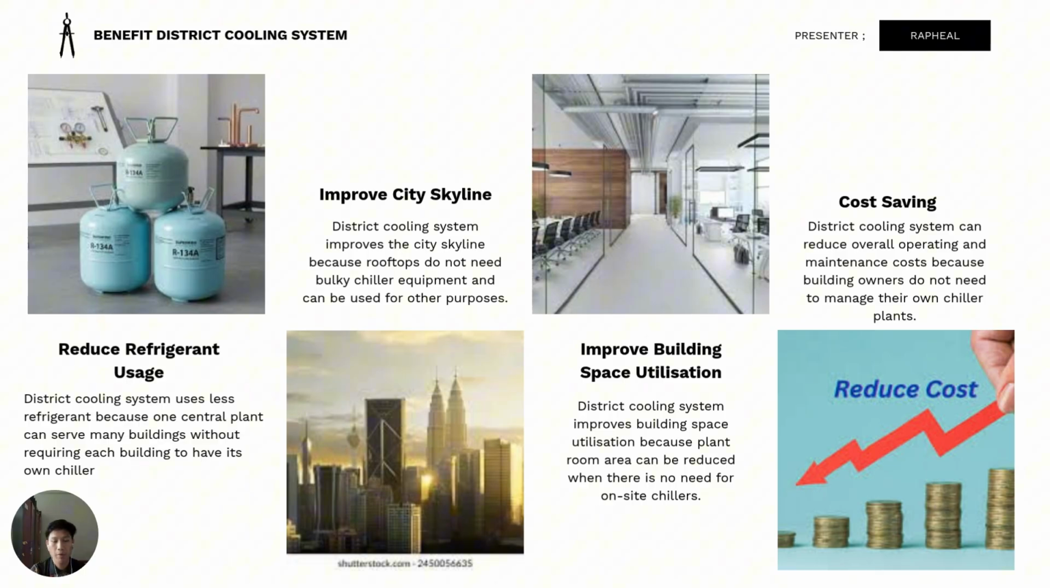Six, improve building space utilization. District cooling systems improve building space utilization because there is no need for on-site chillers. And for cost saving, district cooling systems can reduce overall operating and maintenance costs because building owners do not need to manage their own chiller plant.